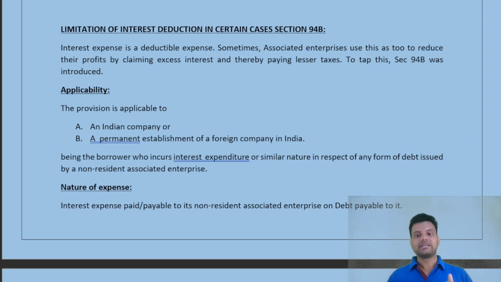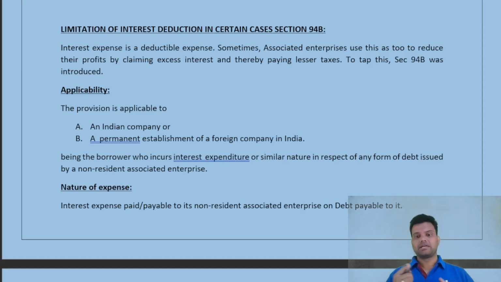Thereby, the Indian company is claiming the excess interest, to the extent of 10%, in its books, lowering its profit and paying lesser taxes. This is how associated enterprises use debt as an instrument to lower taxes. That's why, to stop that, this section 94B was introduced. Now we are going to see the provisions and how the excess interest will be calculated.